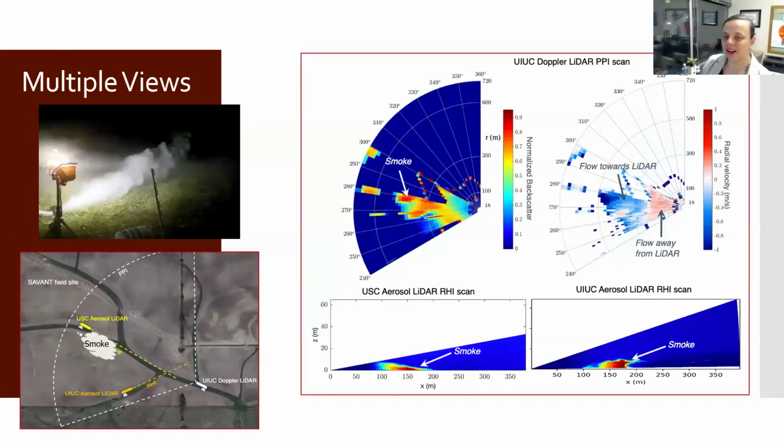So we see here, these are scans from all three LiDARs at the same time. The USC Aerosol LiDAR looking along the plume, so along here. In this cartoon, imagine the smoke moving all the way down here. This LiDAR scan is the cross of it. So this crosses here. And then the Doppler LiDAR looking across the whole field, being able to identify periods of time when we have flow towards the LiDAR and flow away from the LiDAR.